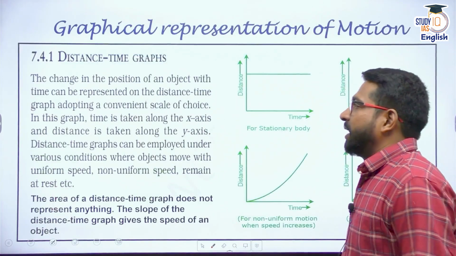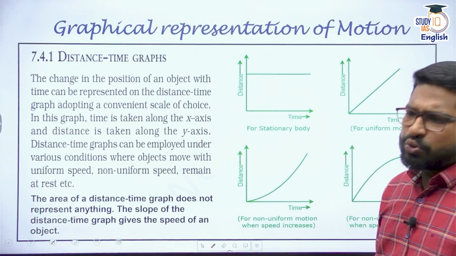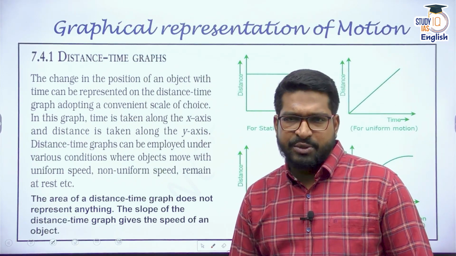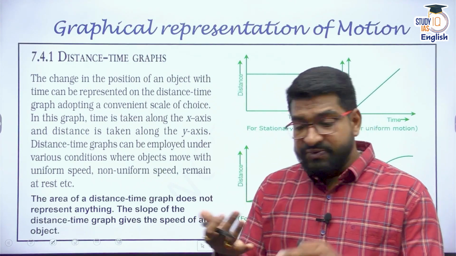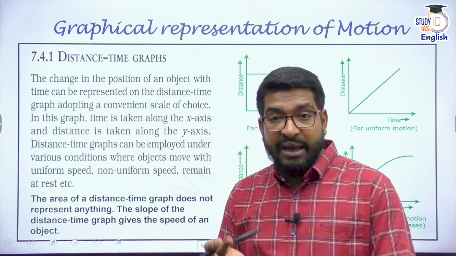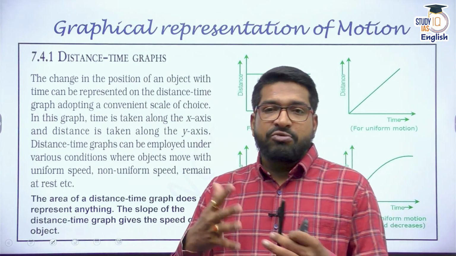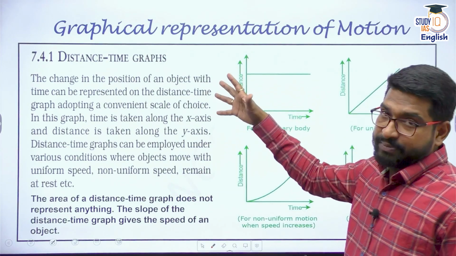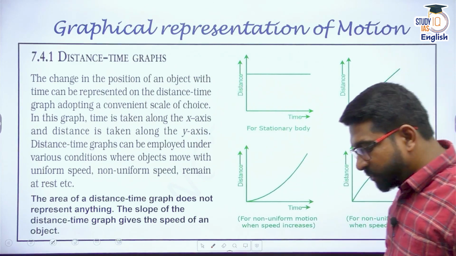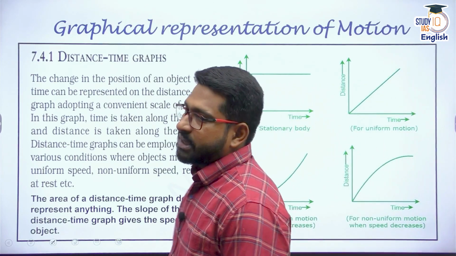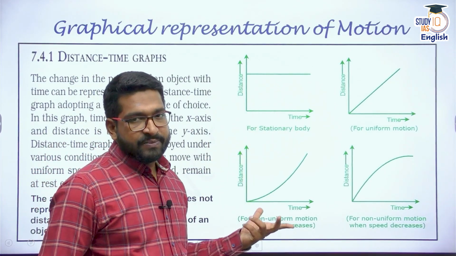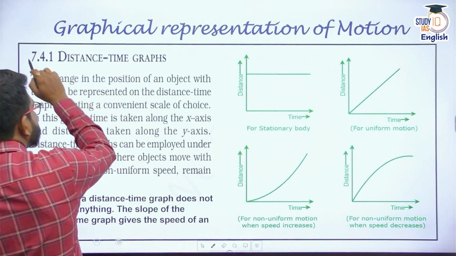Now, apart from this, we can also describe motion through graphical representation. We understood distance, time, speed, velocity. So we can draw different kinds of graphs to describe motion. And this is very important. Many a times MCQs can be formed, setting up these graphs and asking you what kind of motion it is. So first, we can draw a distance and time graph.